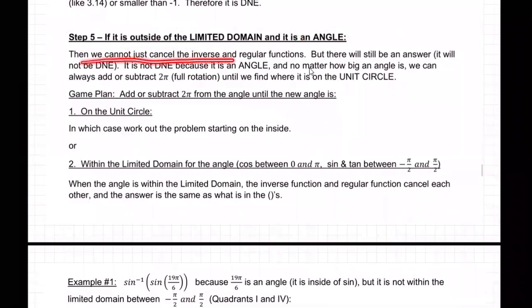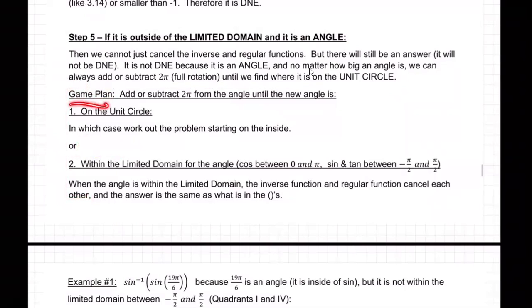Then we cannot just cancel, as we said, because inside the limited domain is the only time you can cancel. But there will still be an answer. It will not be D and E, as I said. It's not D and E because it's an angle, and no matter how big an angle is, we can always add or subtract 2 pi until we find where it is in the unit circle. Okay, so now here's the new part. This is all new.